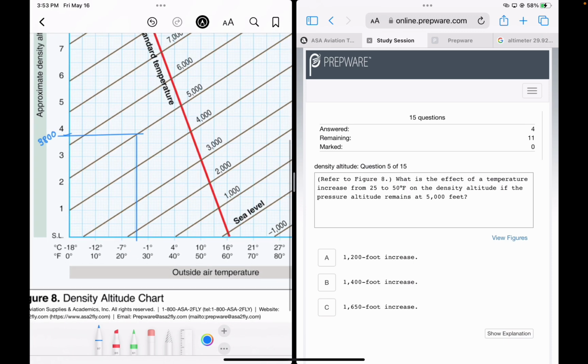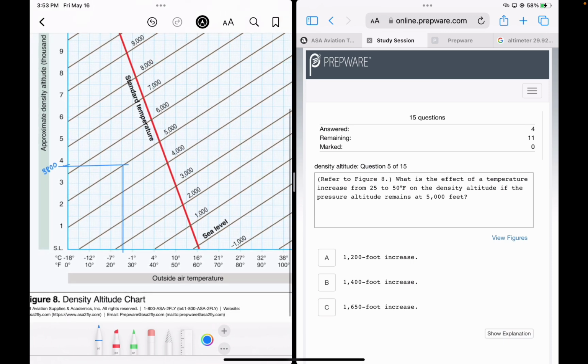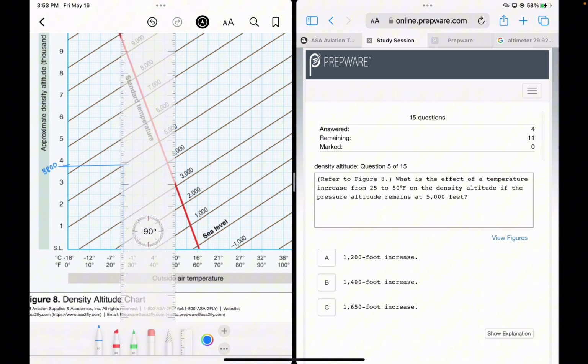But it said the temperature changed to 50 degrees. So now you have to find 50 degrees. Remember, it's Fahrenheit, so it's the bottom one. It's 50 degrees here. You take your ruler, line it up to 50.